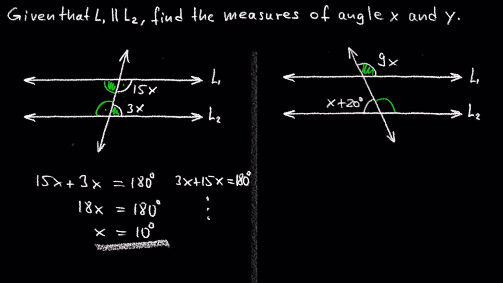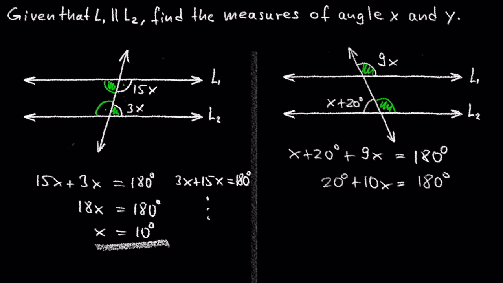These two angles are the same because they are corresponding angles. So we can write x plus 20 degrees plus 9x equals 180 degrees. X plus 9x is 10x. And 180 degrees minus 20 degrees is 160 degrees. 160 degrees divided by 10 is 16. So we get x equals 16 degrees. Unfortunately, we don't have to find the measure y in this example. So we are done with this problem.